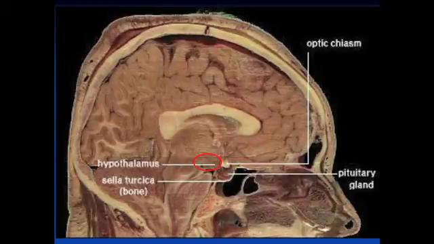The hypocretin cells are in the hypothalamus. The hypothalamus is right in the center of the head, really. And it's within that little red circle that I've indicated on this section of the human head. It's right above the pituitary gland. It's right behind the optic chiasm, which is where the optic nerves cross.